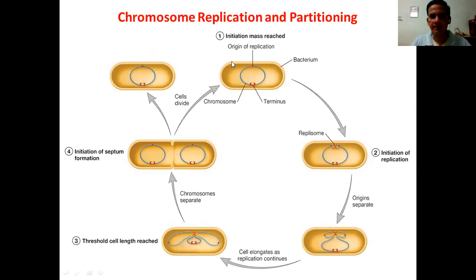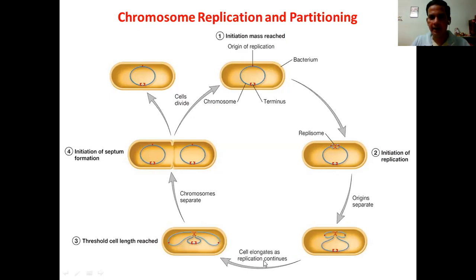You can see here that this is the circular chromosome, or circular DNA, which is inside the bacterial cell. This is the point of origin, and opposite to this origin is the terminus. When the division starts, this group of proteins, the replisomes, come and bind to this origin. So two origins are there, and there is initiation of replication. The chromosomes start to separate, and synthesis proceeds in opposite directions.